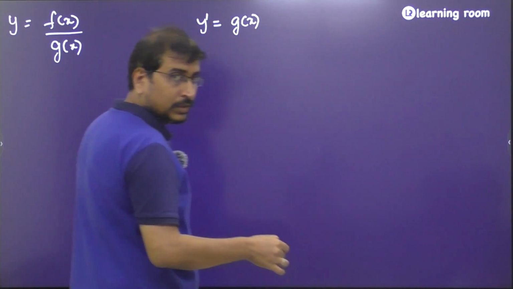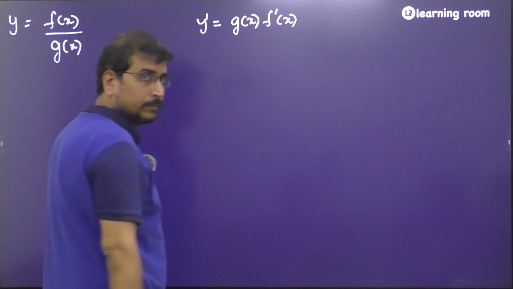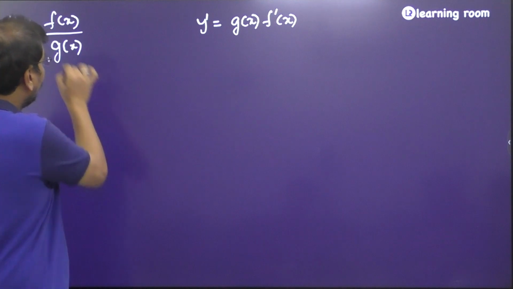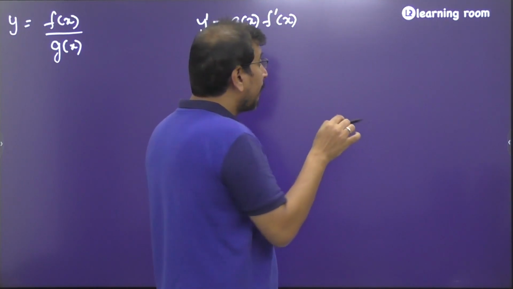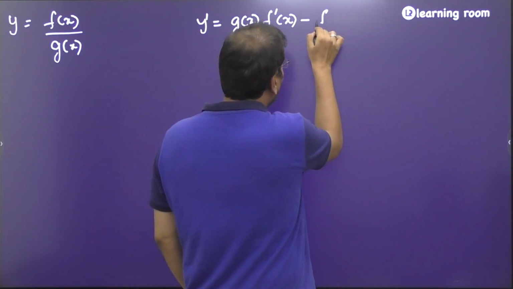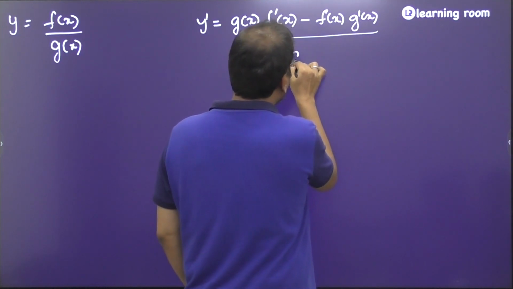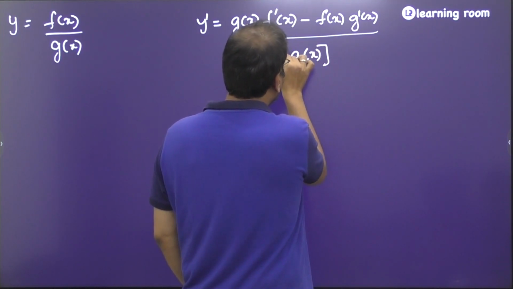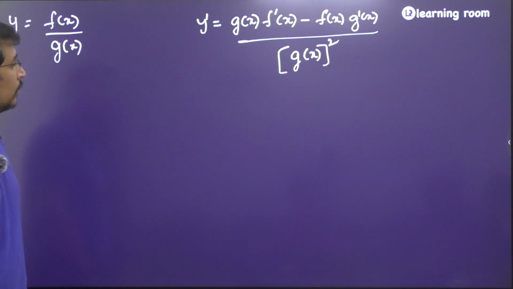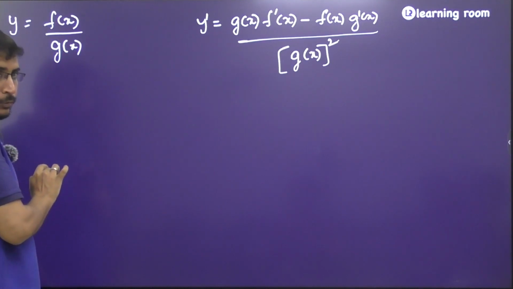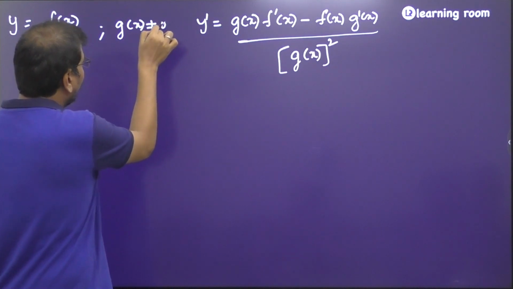g of x into derivative of numerator. So basically, denominator into derivative of numerator, you have to follow an order. Minus numerator into derivative of denominator, the whole divided by g of x, the whole square. Okay. So whenever you're doing this, y is equal to f of x by g of x, you need to mention a condition saying that g of x is not equal to 0.